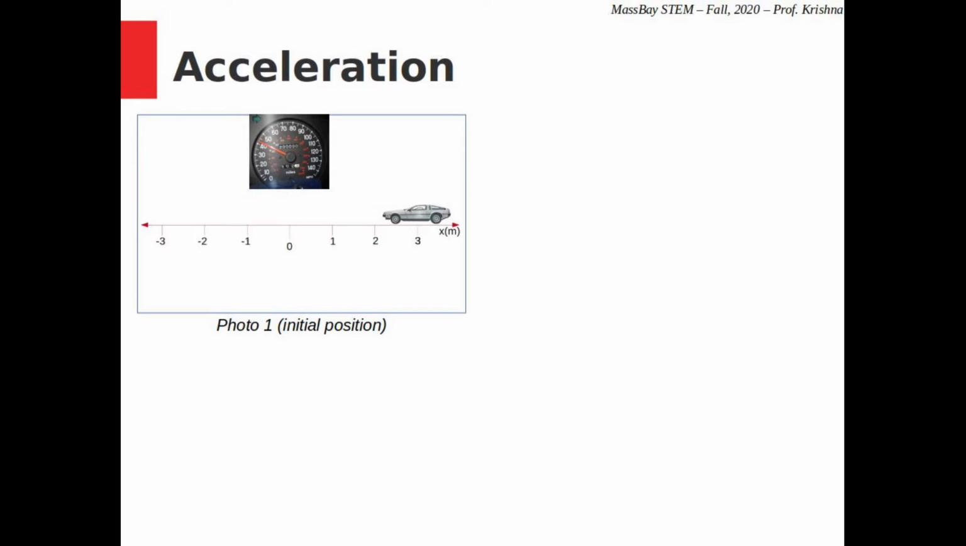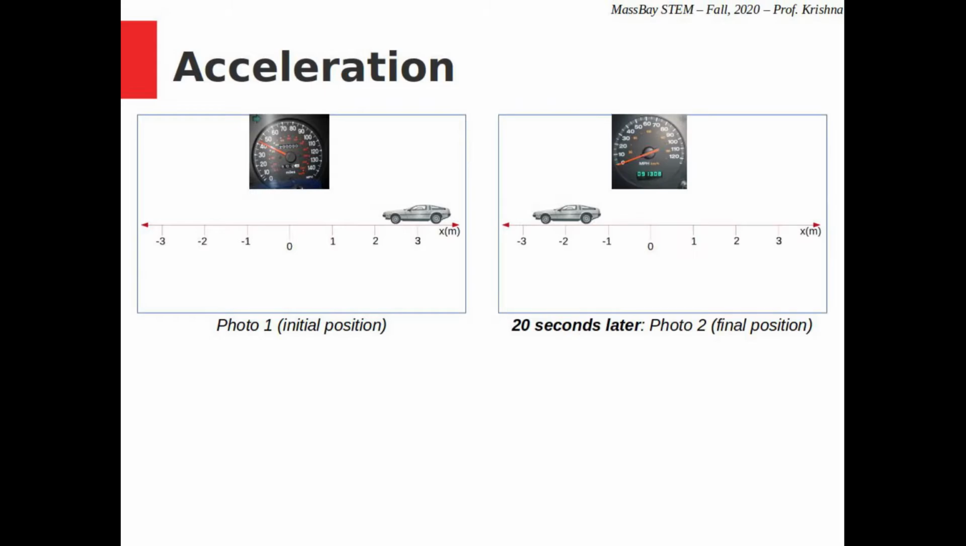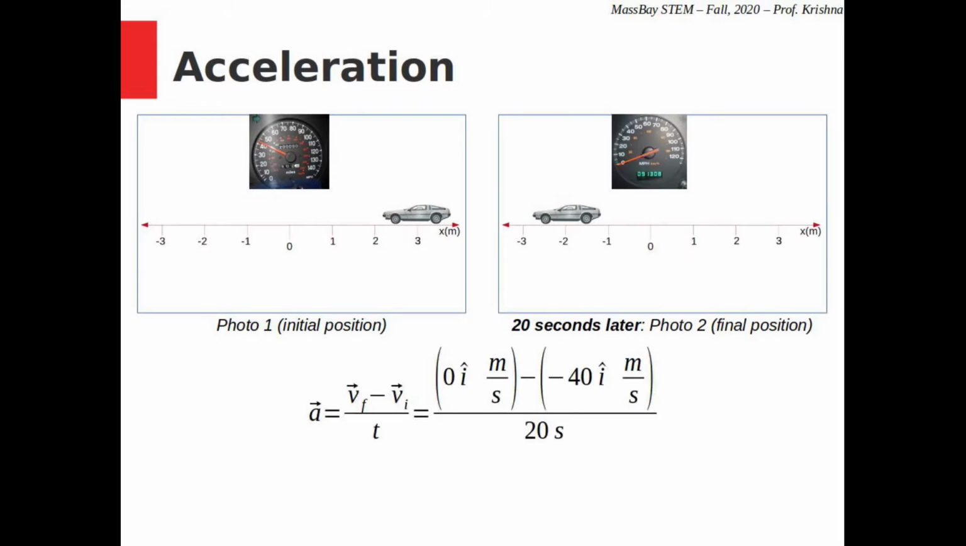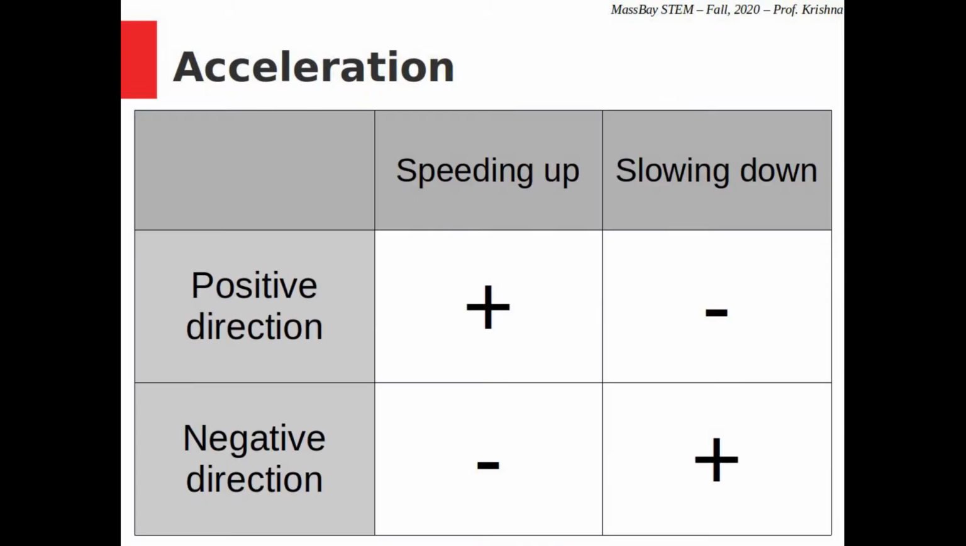Finally, what happens if you start at negative 40 i-hat meters per second, but 20 seconds later you reach 0 i-hat meters per second? When you calculate it out, the acceleration is positive 2 i-hat meters per second squared. We can summarize all these findings in a table. To keep it simple, we can say if you speed up in the positive direction or slow down in the negative direction, your acceleration is positive. Vice versa, if you slow down in the positive direction or speed up in the negative direction, your acceleration is negative.